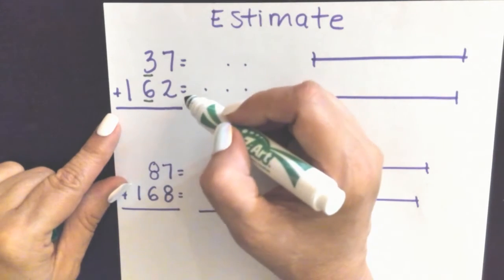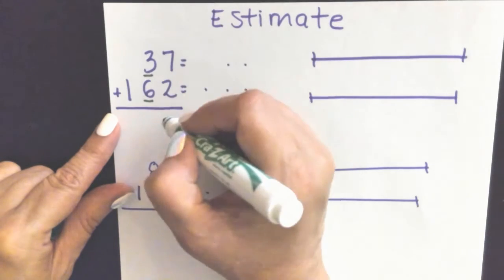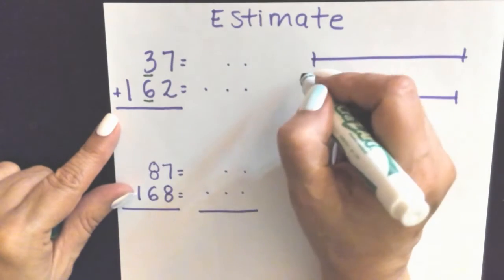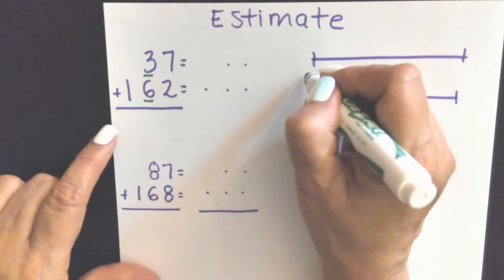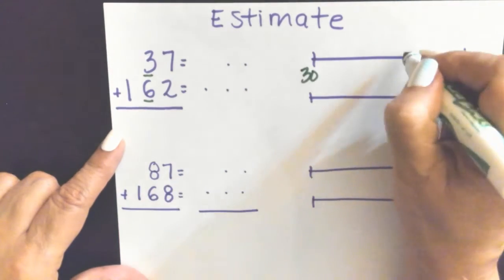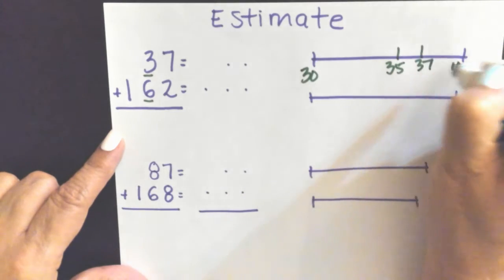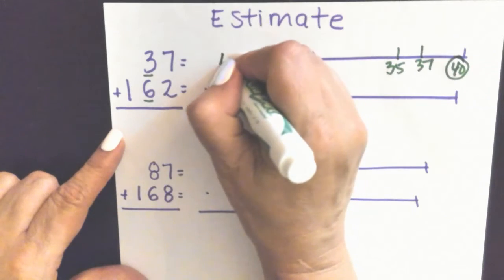I'm going to show you some examples. Otherwise it's not estimation. Okay, so we round this to 30. This is 30, 40, and then the center is 35. 37 would be right here, and that would be 40.